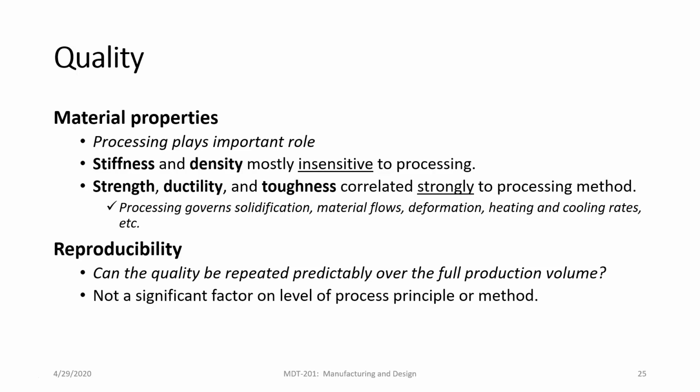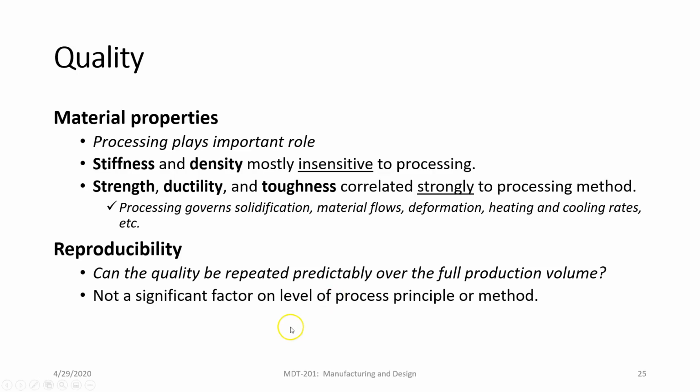So with the quality attributes, material properties, the processing plays an important role. If we're looking to improve the strength, ductility, and toughness, we can do that with the processing method. Taking a metal and trying to make it stronger or more ductile or more tough, there are processes that we can do to improve those material properties. Stiffness and density cannot be improved. They're relatively insensitive to the processing method.